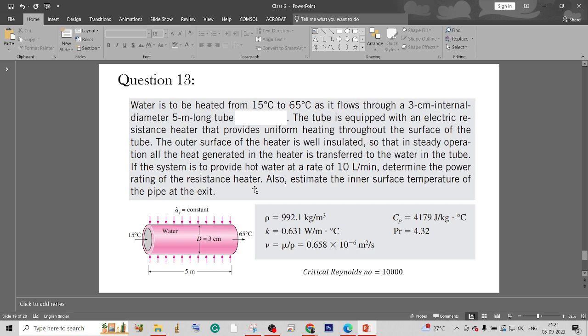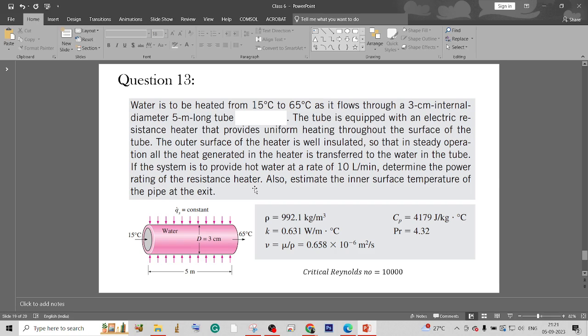First, we'll calculate the Reynolds number. We know the volumetric flow rate. From there we can get the velocity, and from the velocity, the Reynolds number. This is a pipe, right? So we first have to understand in pipe flow whether it is developed or non-developed flow. If it is not developed, there will be one equation for laminar or turbulent flow, and if it is developed, there will be another equation, right?